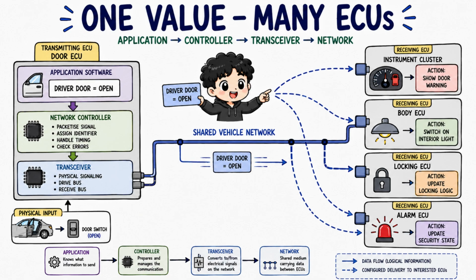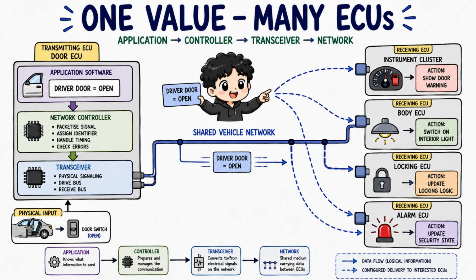Inside the transmitting ECU, software prepares the information for communication. The network controller performs protocol-related operations, while the transceiver converts logic-level signals into the electrical or physical form used by the network. The controller and transceiver are different. A controller handles functions such as frame processing and protocol timing. The transceiver connects that controller to the physical communication medium. Some semiconductor devices integrate both, but many ECU designs use separate components.